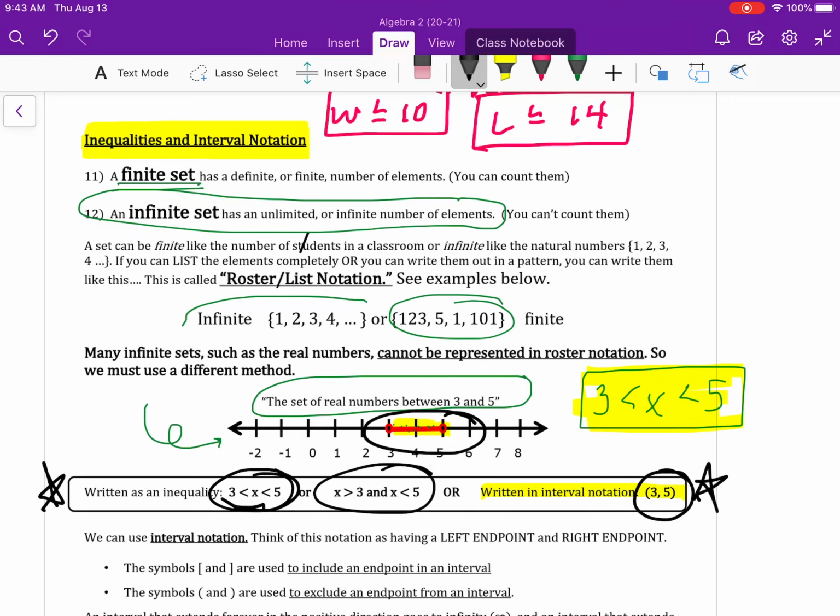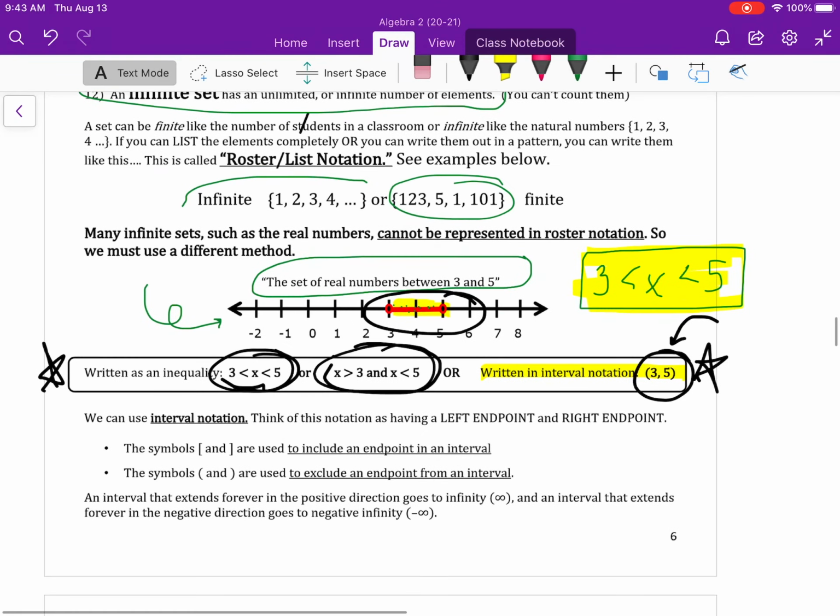X lives between 3 and 5 over here. X is bigger than 3 and less than 5 right here. Or interval notation. It looks like a point, but actually interval notation thinks about endpoints. So it has 2 spots right here, and these tell you an endpoint of an interval. We're saying the farthest left point on our number line is 3, the farthest right point is 5, and then we decide which symbols to use.